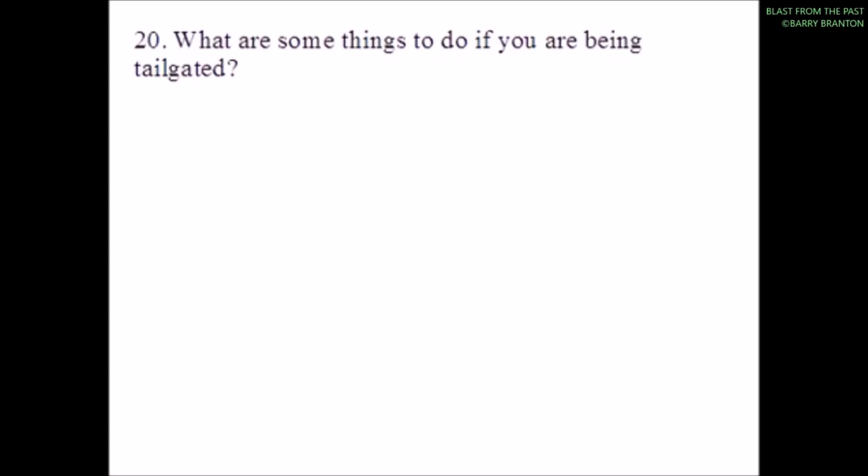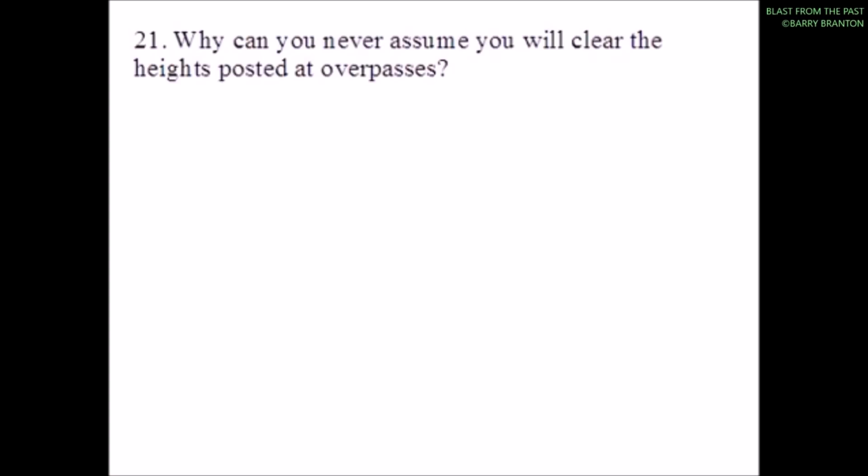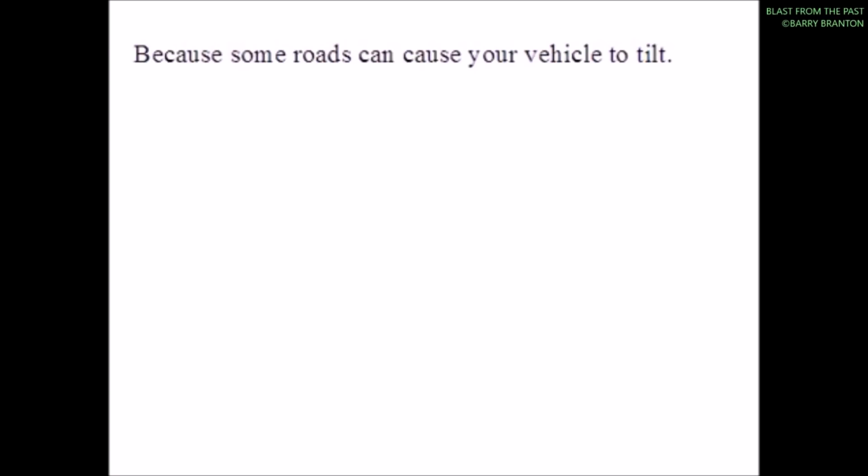20. What are some things to do if you are being tailgated? Avoid quick changes of speed or direction. 21. Why can you never assume you will clear the height posted at overpasses? Because some roads can cause your vehicle to tilt.